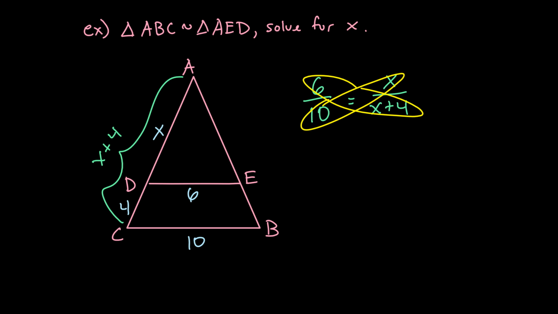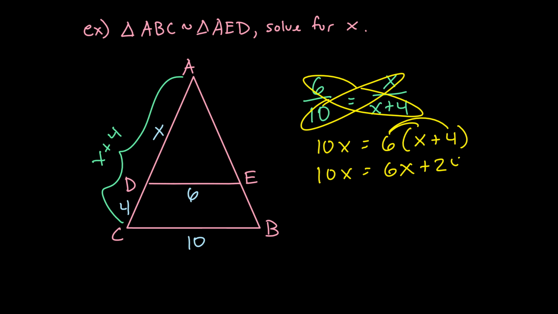Okay. So we're going to multiply 10 times x and you get? And then 6 times x plus 4. Good. And we distribute the 6 to both. Have I lost anyone? All right. And then we subtract 6x over. And we divide by 4.